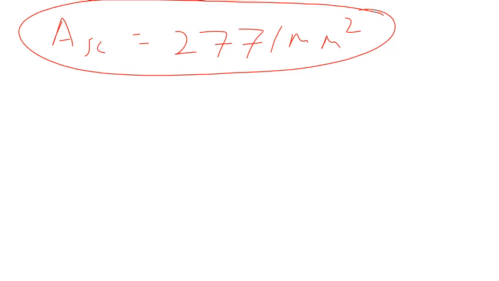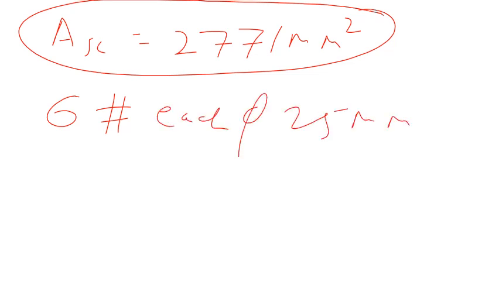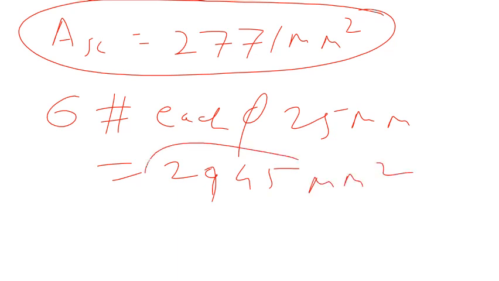Once we know that, now we have to provide the bars. In the case of a circular column, generally 6 bars are provided, each having diameter 25 mm. So the total area we will be providing in this case is 2945 millimeter square. So we are providing a little bit extra over this area, so that is fine. Then provide the helical reinforcement, or the diameter of the helical reinforcement. So we are now designing the helical reinforcement.